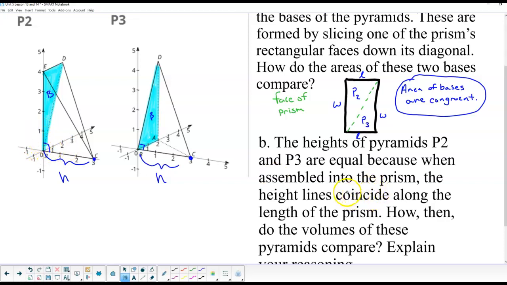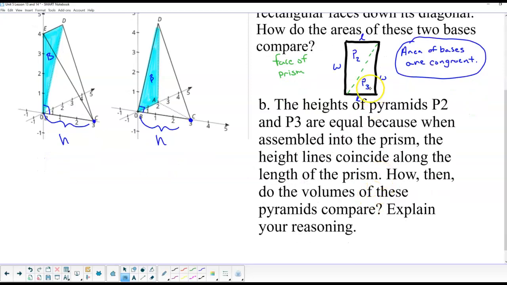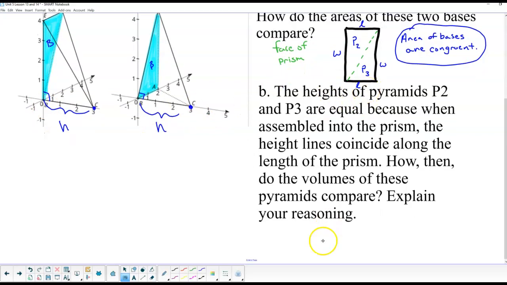So if the areas of the bases are the same and they have the exact same height, then we know that the volumes must be equal. So our logic: same area of the base, same height, equal volumes.